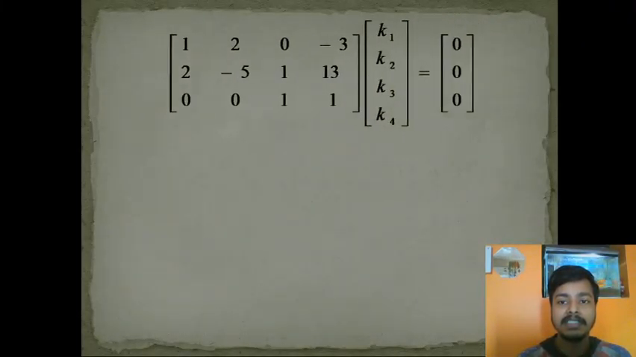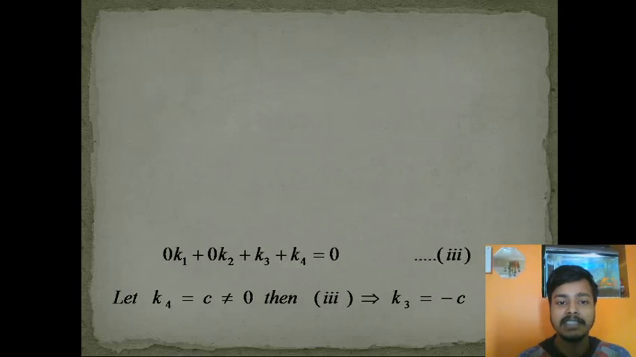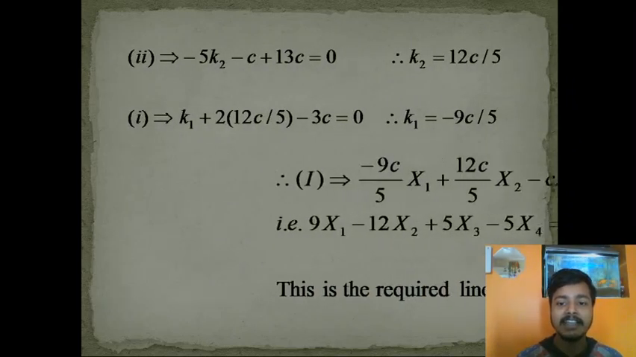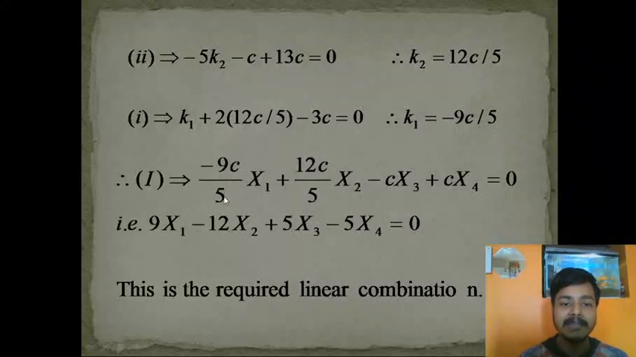We'll get minus 9c by 5 x1 plus 12c by 5 x2, minus, the value of k3 is minus c, and the value of k4 is plus c. Now this doesn't look good, does it? So what you have to do is multiply the entire equation by minus 5. So the minus will get cancelled and the 5 will get cancelled; it should be minus 12, this should be plus 5 and this should be minus 5. So this is the linear combination we get in this example.